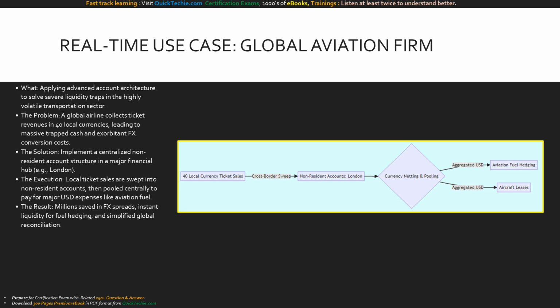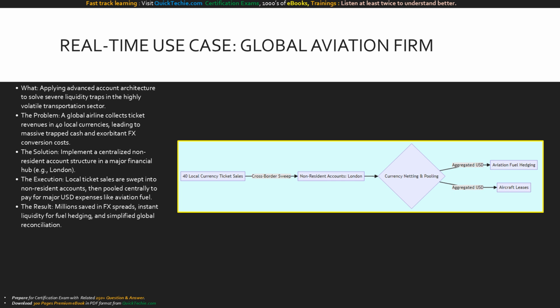Let's solidify this theory with a real-time, highly impactful use case. Imagine you are the treasurer of a global aviation firm. Your airline flies to 40 different countries, collecting daily ticket revenues in 40 different local currencies. The problem, you have massive amounts of trapped cash scattered globally, and you are bleeding money on foreign exchange conversion costs. Furthermore, your biggest corporate expense is aviation fuel, and aircraft leases must be paid centrally in US dollars.